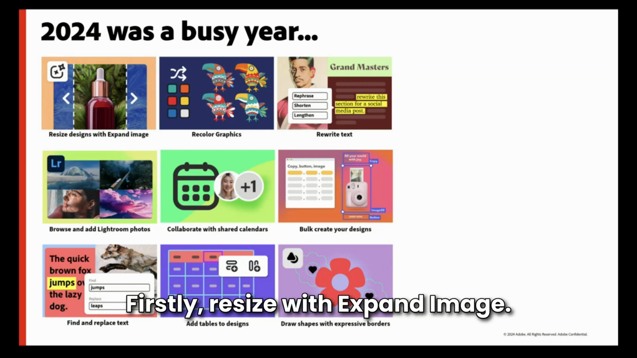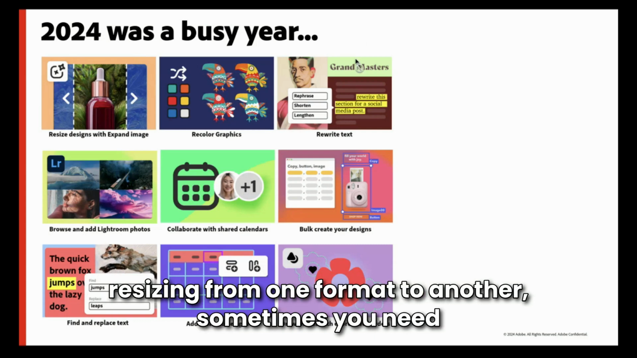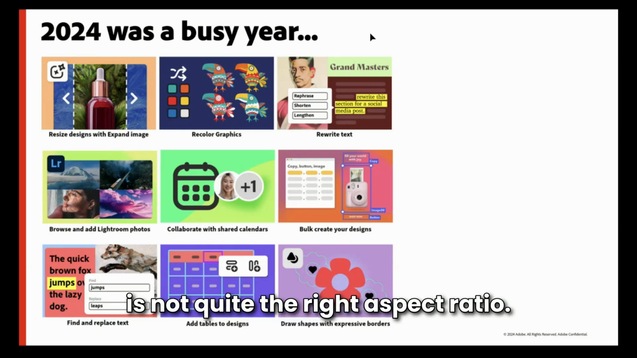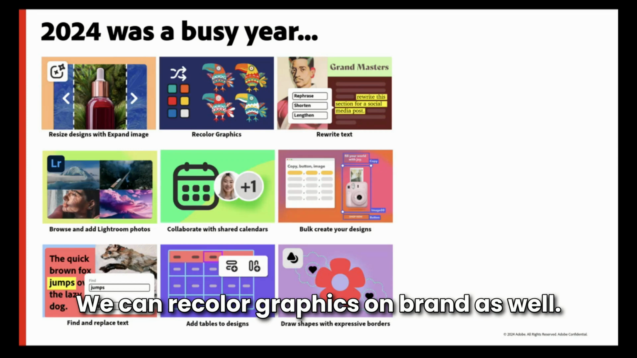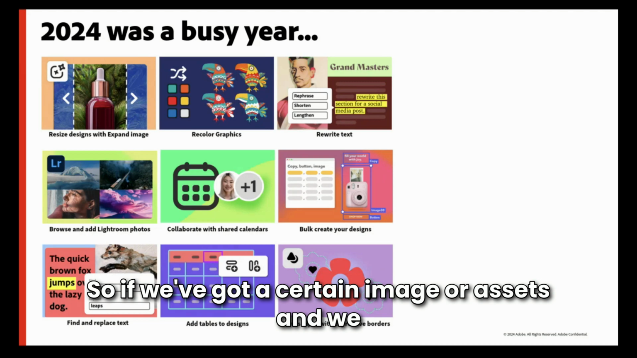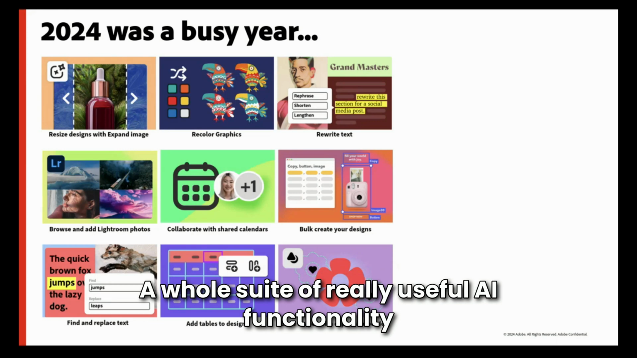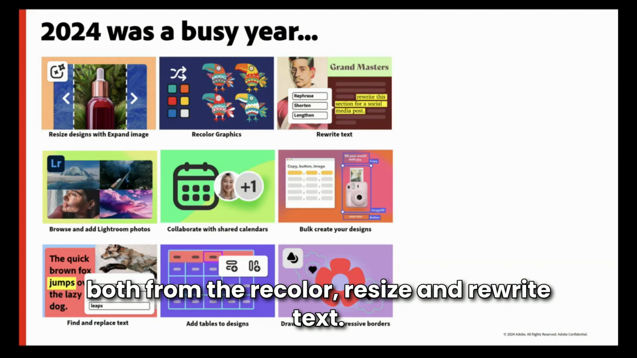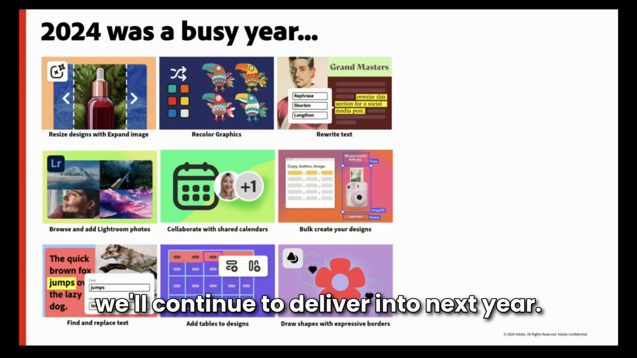Firstly, resize with expand image. Often when you're resizing elements of a design or resizing from one format to another, sometimes you need to fill in the edges, and sometimes the image is not quite the right aspect ratio. So AI is here to adjust that, which I absolutely love. We can recolor graphics on brand as well. So if we've got a certain image or asset and we want to apply our brand, we can easily recolor those. A whole suite of really useful AI functionality, both from the recolor, resize, and rewrite text. So that's a lot of AI value we'll continue to deliver into next year.